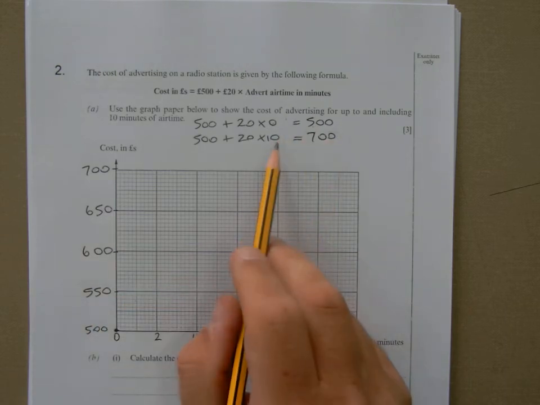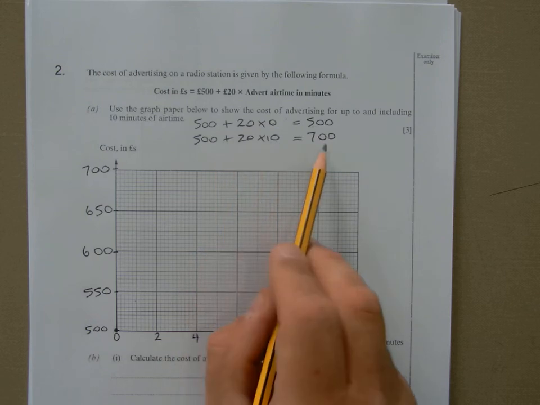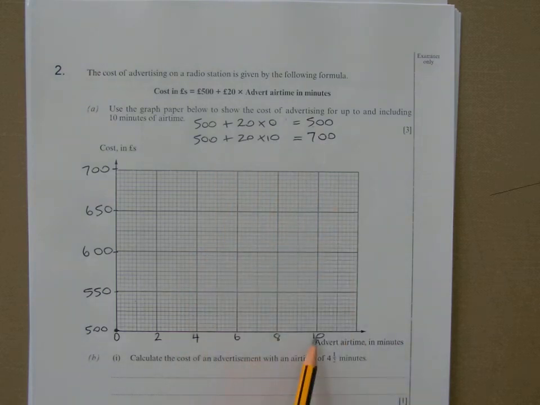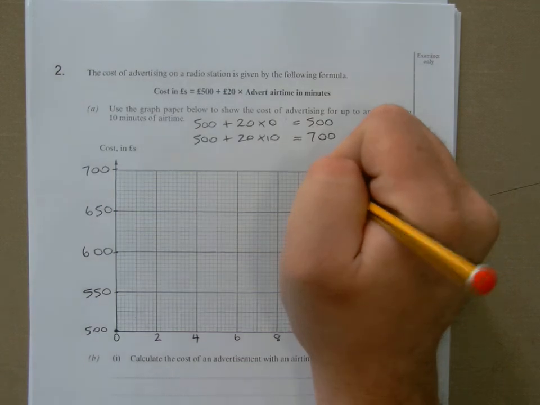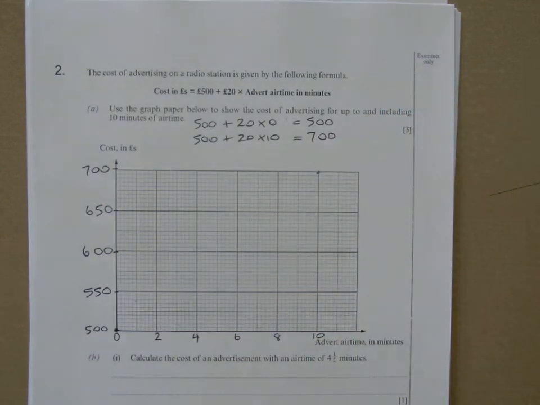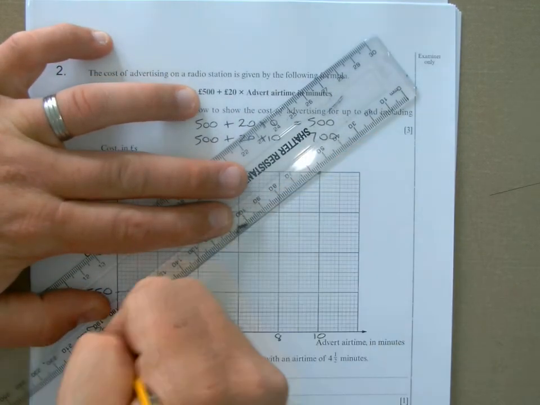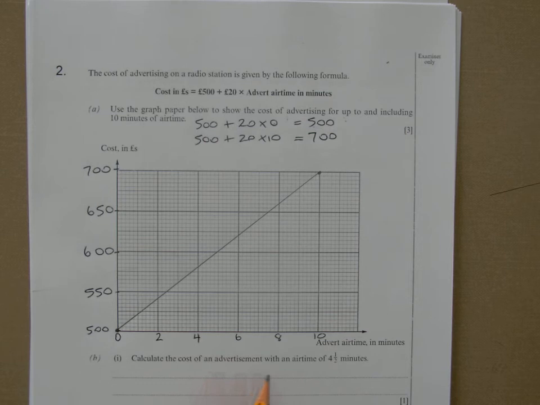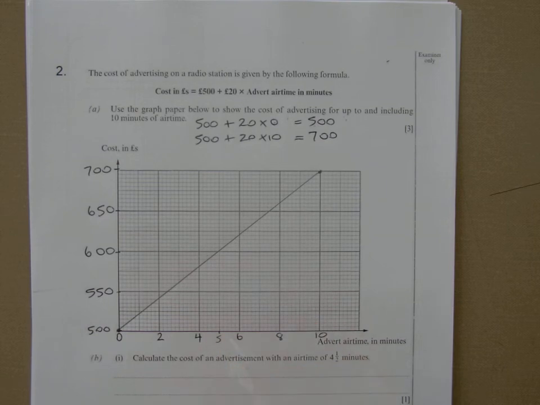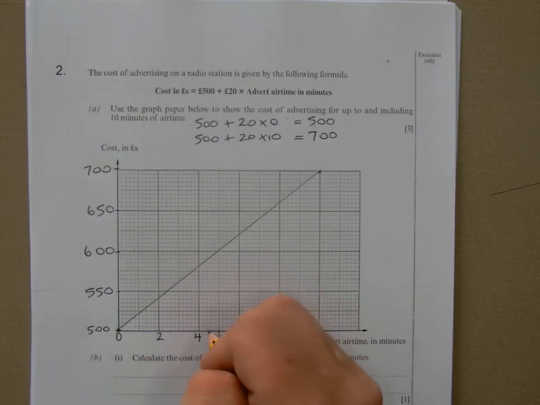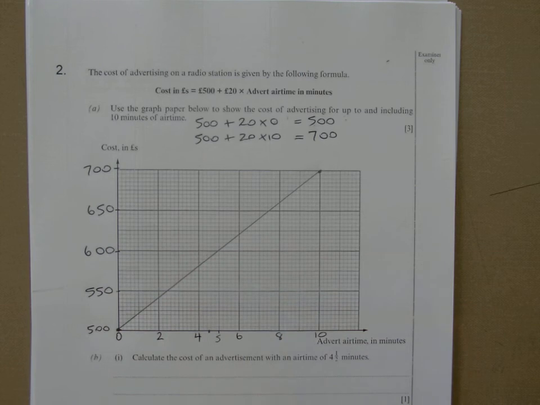And then at 10 minutes, the total cost came to £700. So if I go across to 10 minutes, go up to £700, which would be here. If I join those 2 points, that will be my costing line. So when it comes to calculating the cost for 4.5 minutes, all I've got to do is work out where 4.5 minutes is here, and then draw up to the graph. We've got 5 minutes there, because that's between 4 and 6. So 4.5 will be in the middle of 4 and 5.